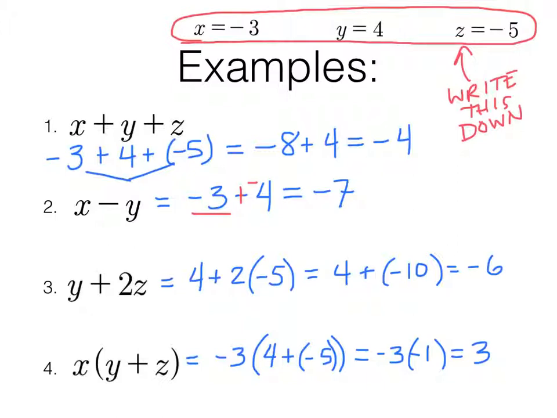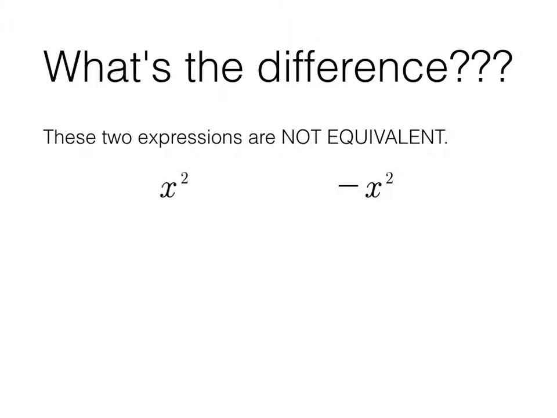Another type of expression with exponents. I want to go over this difference. There is a big difference between x squared and -x squared. They are not equivalent to each other. Well, you're like, duh, because there's a negative sign there.